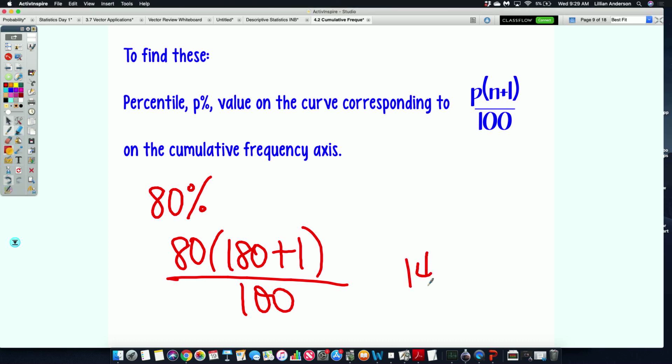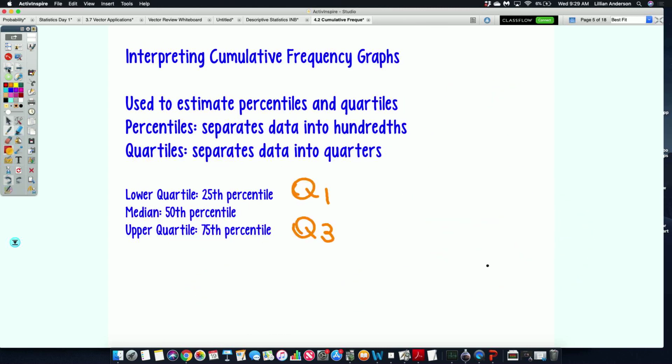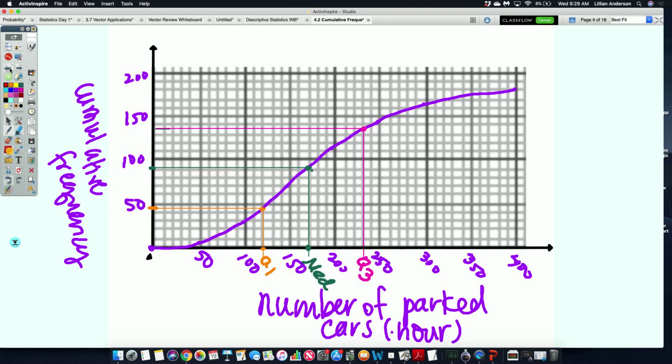144.8. Again, this 144.8 does not represent the number of cars that were in the 80th percentile. It represents where you go to find the number of cars that make it the 80th percentile. So you'll go to 144.8 one last time on this same graph.